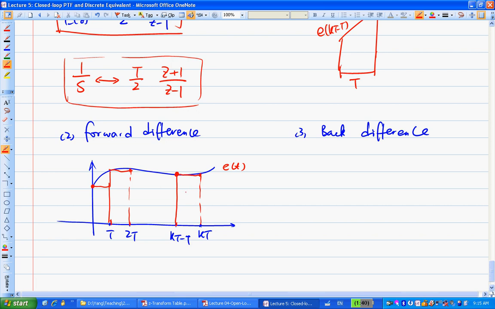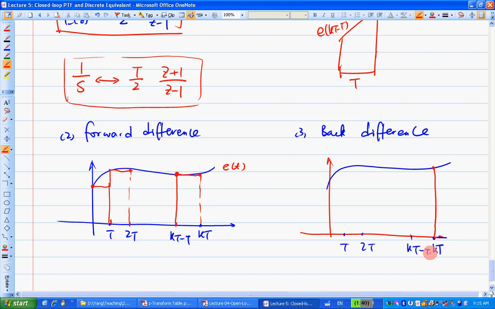And the backward difference. I think now you probably get an idea of backward. So backward would be, instead of drawing a line forward, you draw from KT up to here, and then draw a horizontal line back to here, like this. That's called backward difference.